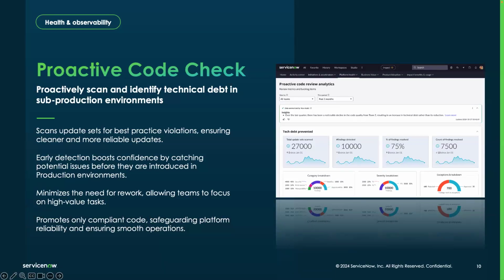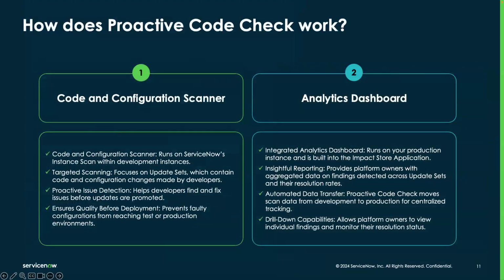So how does Proactive Check actually do all of that? Proactive Check has two big parts: a code and configuration scanner that runs on Instance Scan, except that it runs on your development instance rather than your production instance. Rather than examining your full development environment, it specifically scans update sets, the collection of code and configuration changes built by your developers. This allows developers to proactively identify and resolve issues in the update sets they are working on before the update set is promoted to your test or production environment.